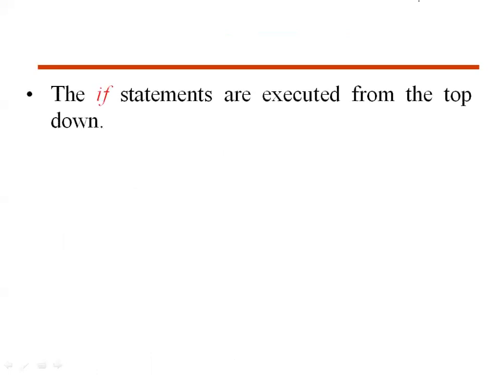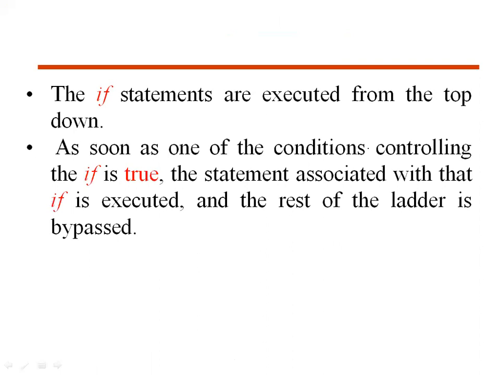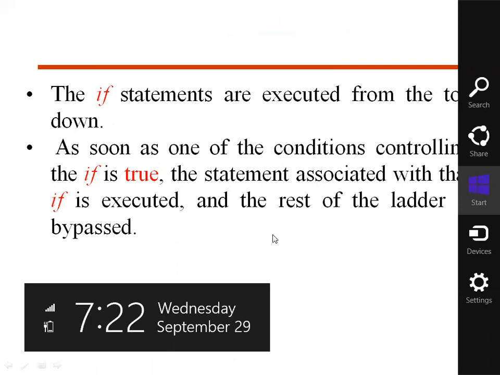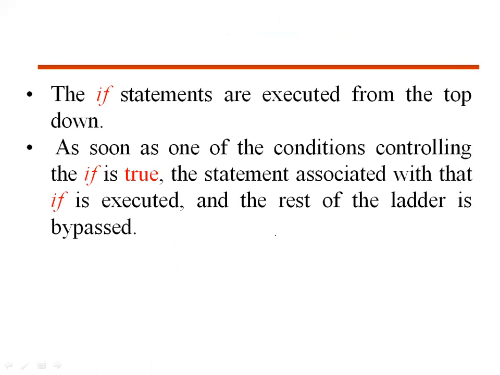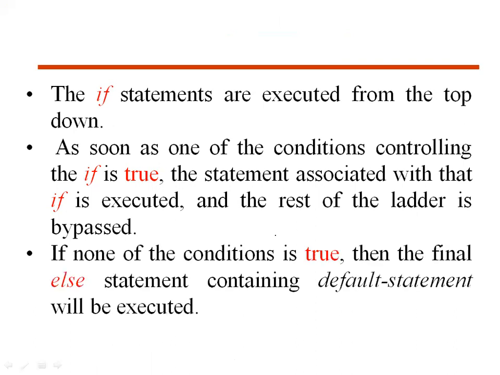See here what happens, how it is executed. The if statements are executed from the top down. So it follows from condition 1 onwards. From the top, they are evaluated. As soon as one of the conditions controlling the if is true, the statement associated with that if is executed, and the rest of the ladder is bypassed, that means skipped. If none of the conditions is true, then the final else statement containing the default statement will be executed. So this default is the statement which is executed if all the conditions are false.